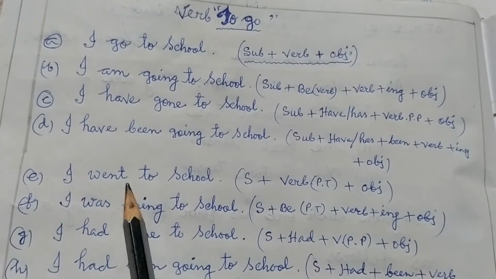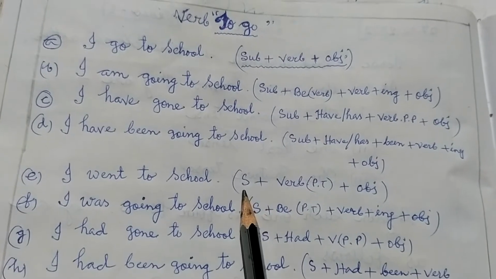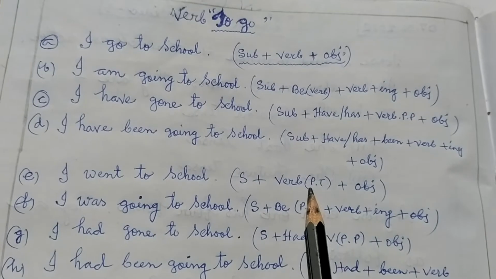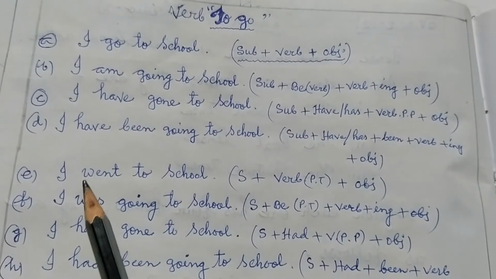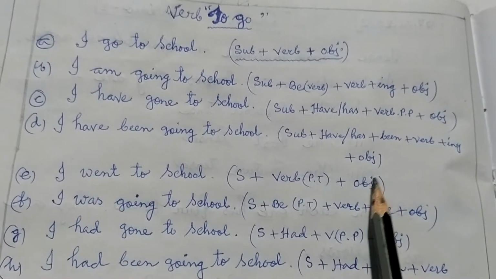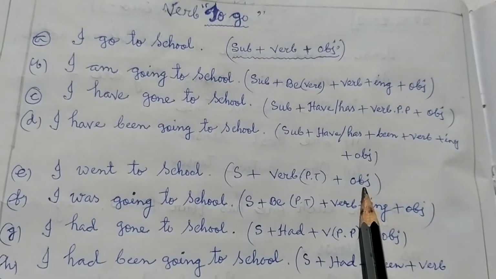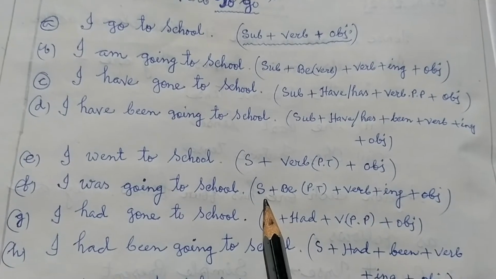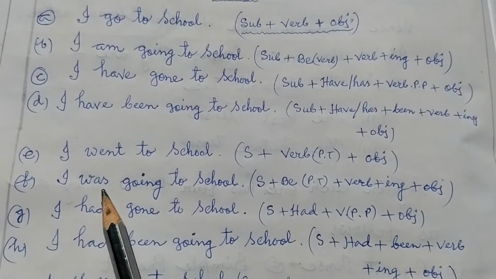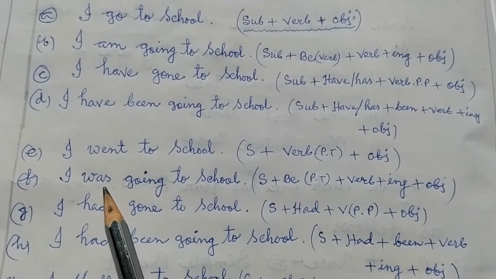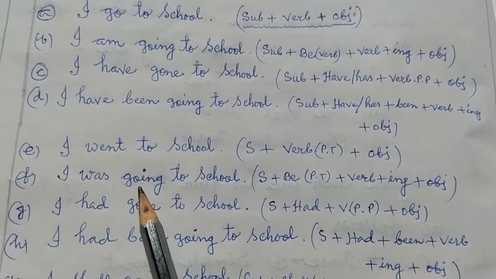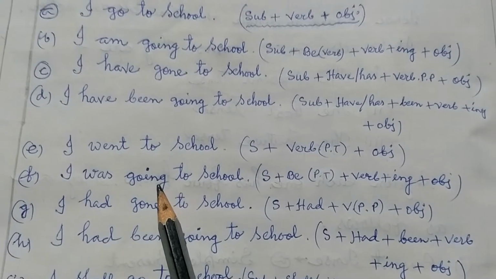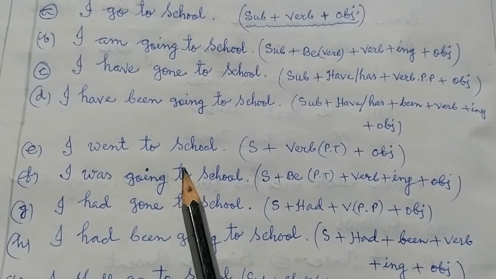Next, E, I went to school. Subject I plus verb past tense, go verb past tense went. Next, to school is the object. Next, number F, I was going to school. I is the subject. Was is the past tense of verb be. Next, verb go. Next, ing. Next, object to school.